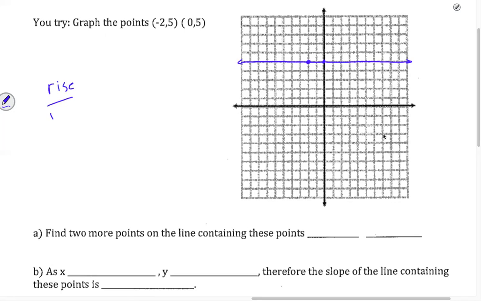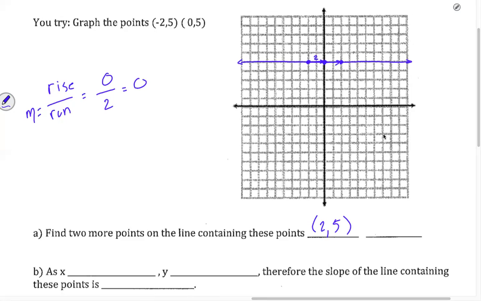Let's calculate that slope of rise over run. Rise, well, how do I get from here to here? Didn't go up any. When I ran over 2, 1, 2, 0 over 2 is 0. Find 2 more points on this line. So let's go over from here. Let's go over 2 more points. Well, that's 2, 5. That makes sense because those two have a y value of 5 and it's horizontal, so makes sense.